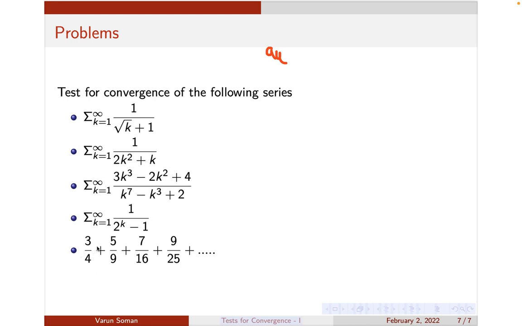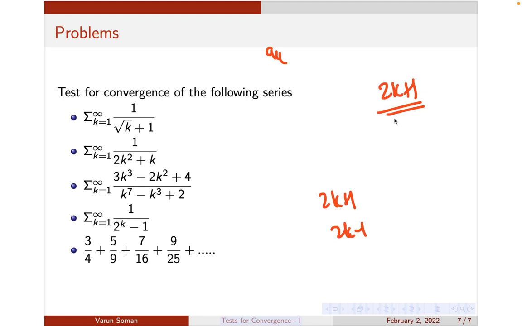Basically you can see that the numerators have only odd terms, 3, 5, 7, 9. So it will either be of the form 2k plus 1 or 2k minus 1, because odd terms are either 2k plus 1 or 2k minus 1. So what will be here? The first term you have 3, so it should be 2 into 1 plus 1. The second term you have 5, so it is 2 into 2 plus 1, 5. So your numerator would be 2k plus 1, right?